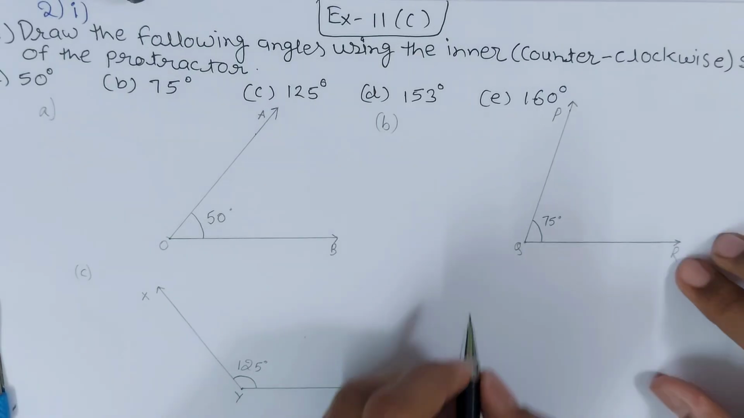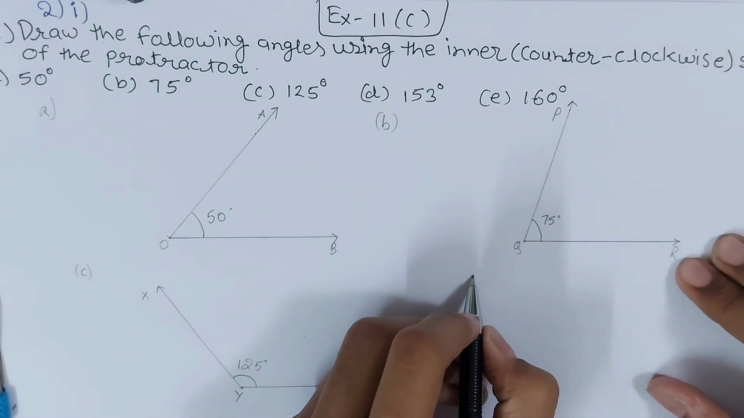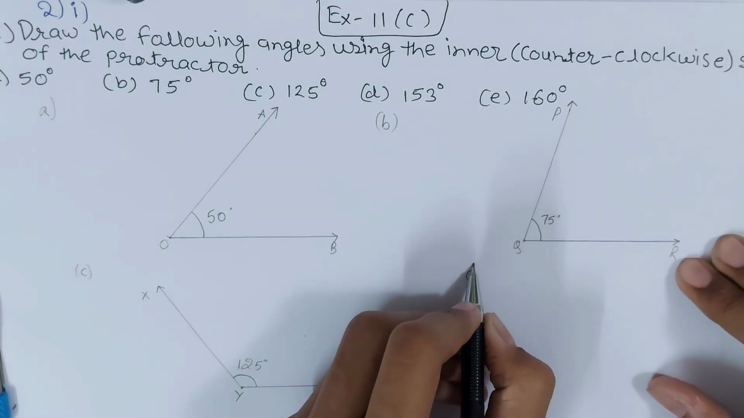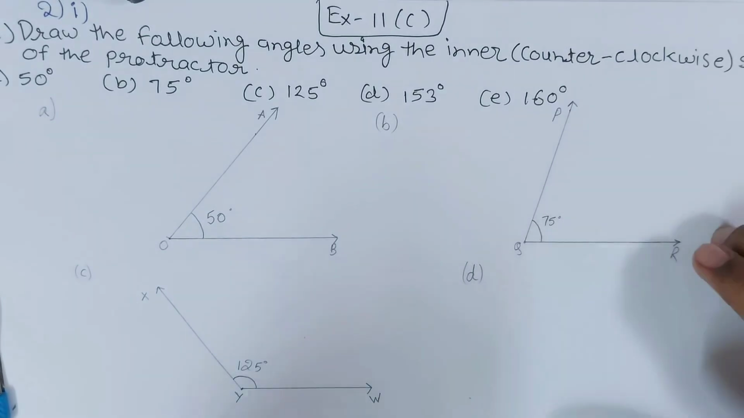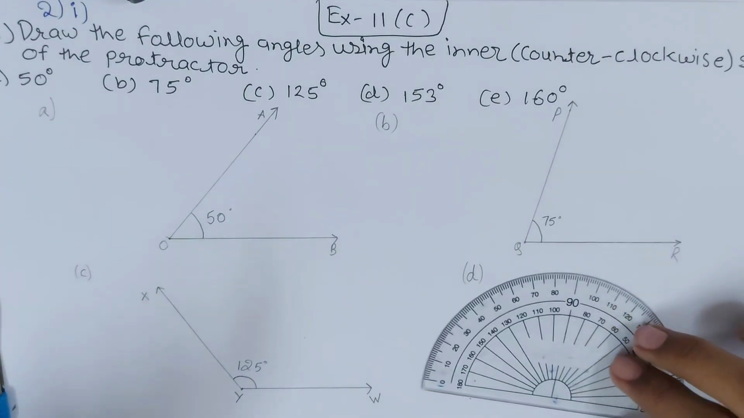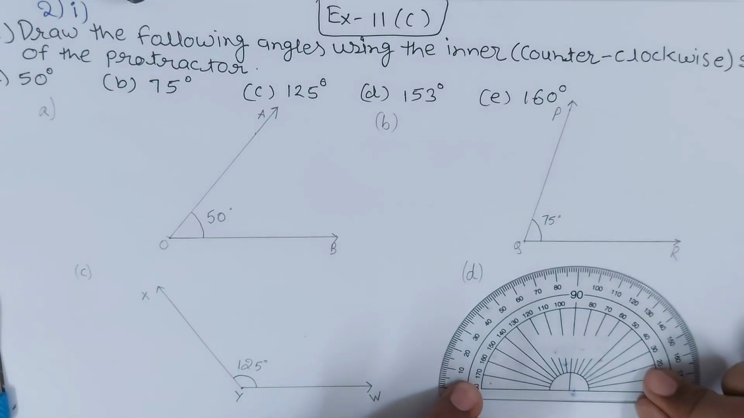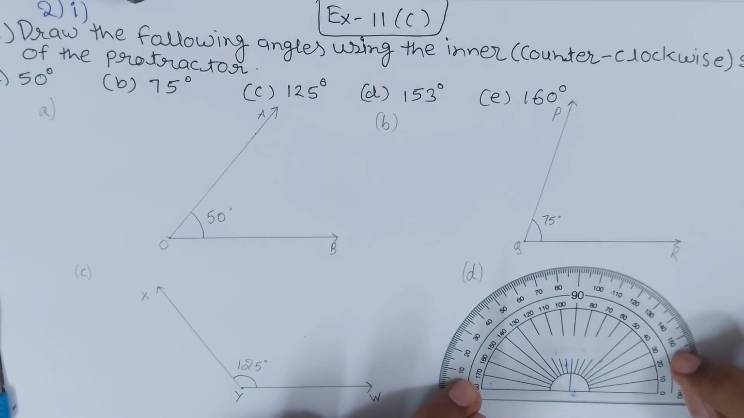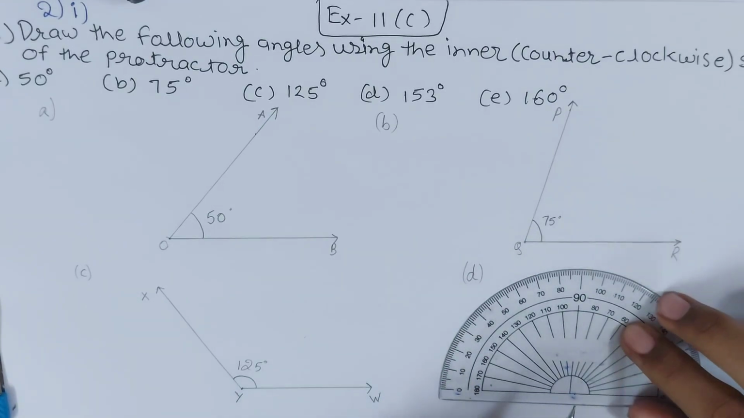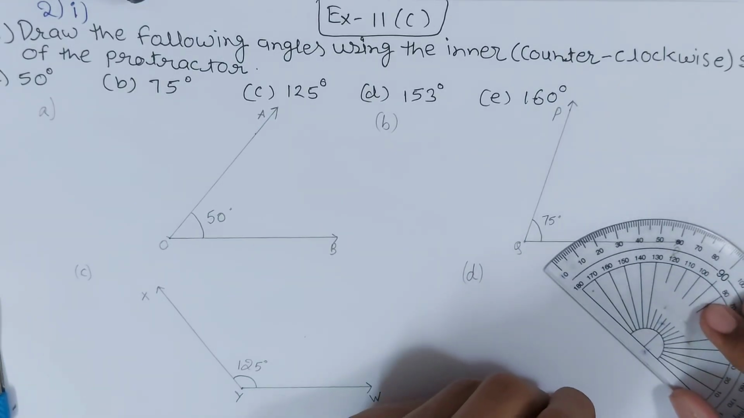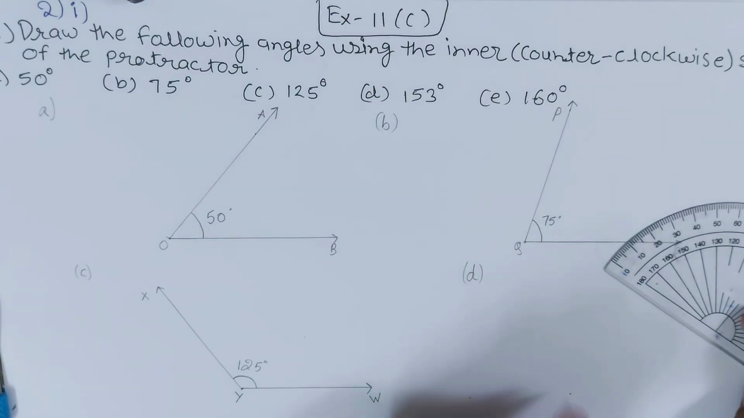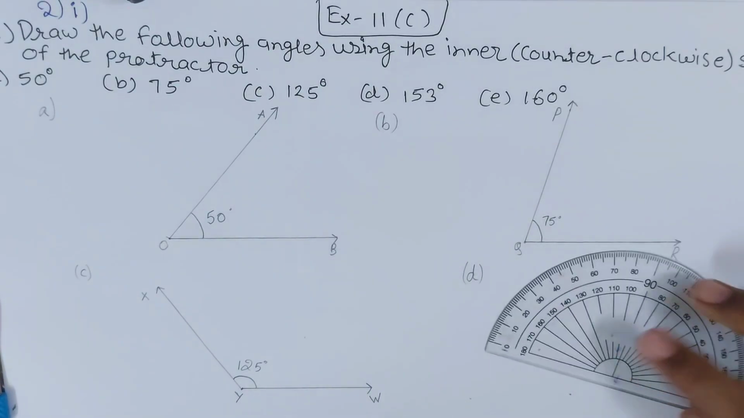Next one, I'll be doing part D here. Right, we have to make an angle of exactly 153 degrees, right? So again, I'll align it. Make sure you take enough space for your angles, right? You should not run out of space, so choosing the space is very important, right? I think this is perfect. Let's put a point here, right? And now we have 153 degrees, right?